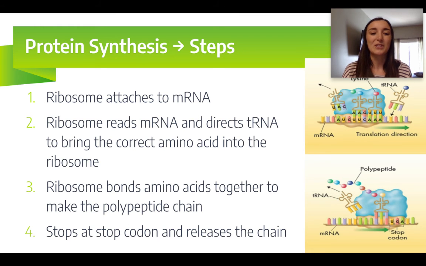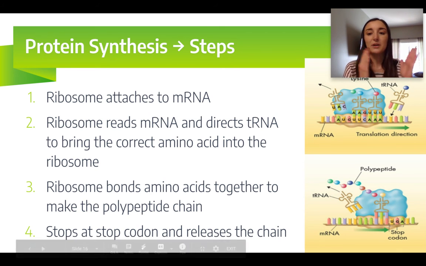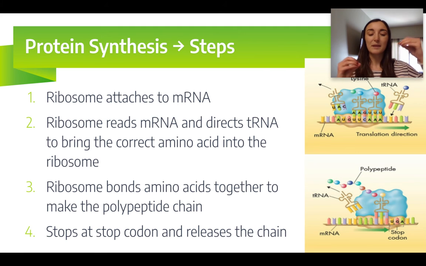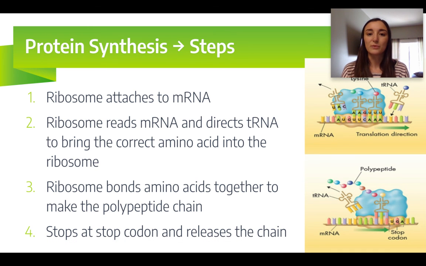So these are the steps that we need to know. First, your ribosome attaches to the mRNA. Then it reads the mRNA and directs tRNA to bring the correct amino acid into the ribosome. Your ribosome can hold three amino acids at a time. You can kind of see that in this video right here. Those tRNAs keep bringing in amino acids and building this long polypeptide chain, which makes a protein. Your process stops when the ribosome reads a stop codon. When you look right here in this picture, UGA is a stop codon, and that allows the ribosome to release the polypeptide chain so it can fold together and make a protein.